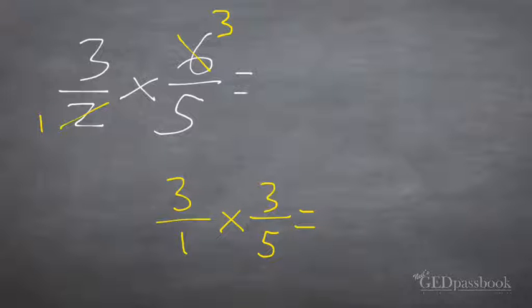You see that? Do you see that? Now you multiply across. What's 3 times 3? What's 5 times 1? Is that what I got before? Yeah. Now you might be asking, why do I want to do that?